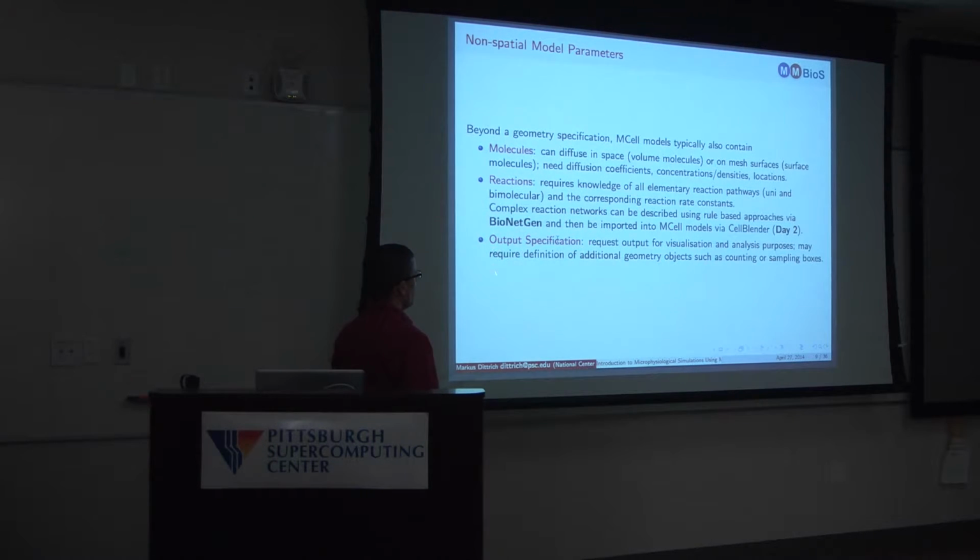The final thing that you need to think about is what I call output specification. So you need to decide what kind of output you want from your simulation. And since we are in a spatial domain, you need to think about this a little bit more in detail, perhaps.